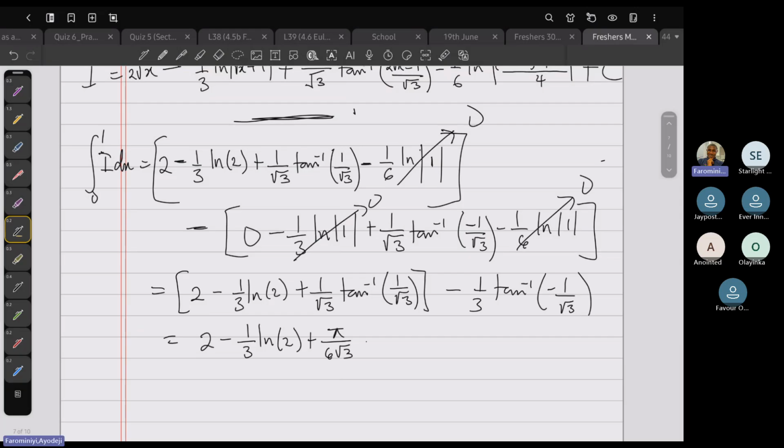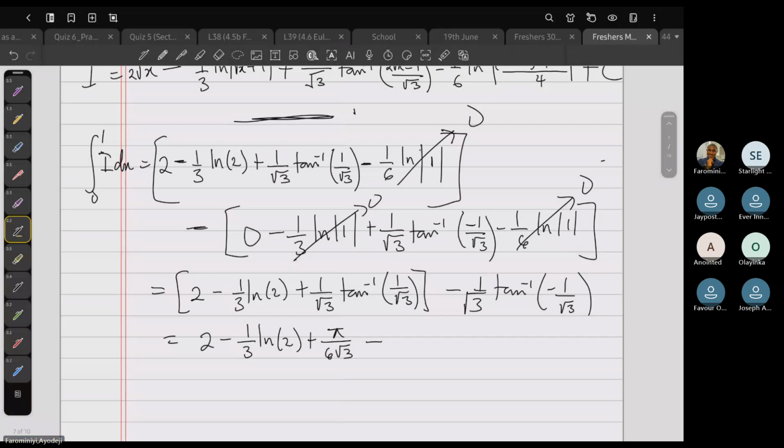minus, what is tan inverse of negative 1 over root 3? Won't they just subtract each other out? This 1 over root 3 tan inverse of 1 over root 3. Not necessarily, because tan inverse of negative x is not just equal to minus tan inverse of x. Sometimes it is, but there are conditions for which it doesn't happen.